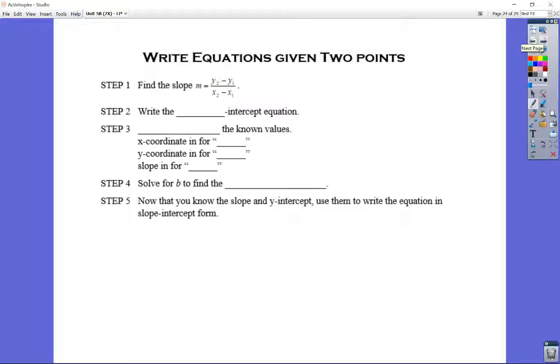Recall the formula m equals y2 minus y1 over x2 minus x1. Step 2. Write the slope-intercept equation. Step 3. Substitute the known values. Since you are given a point, the x-coordinate can go in for x, the y-coordinate can go in for y, and the slope will go in for m. Step 4. Solve for b to find the y-intercept.